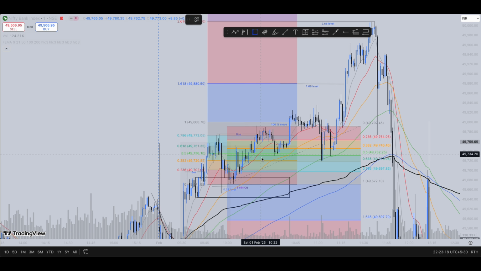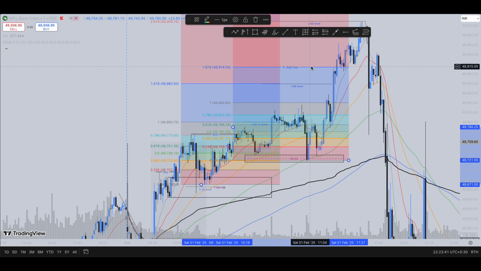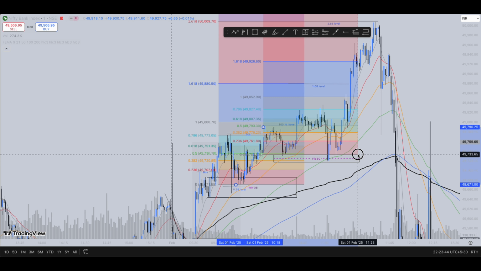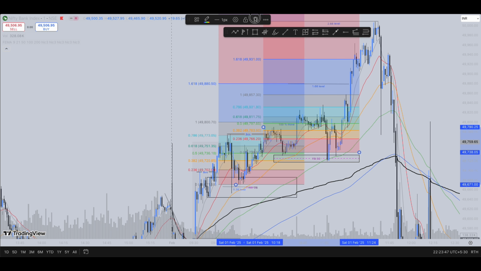So another confluence where you could have taken this trade is this level here, the common point between this and the common point between this and the common point between this. You can see you could have targeted the 1.68 level or any of these levels as well. This is the support zone, guys.